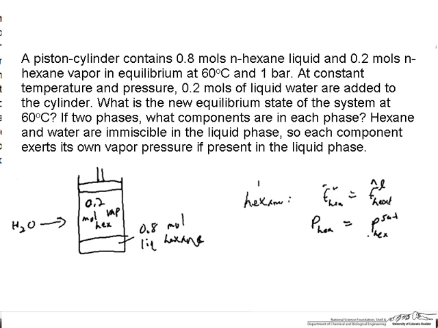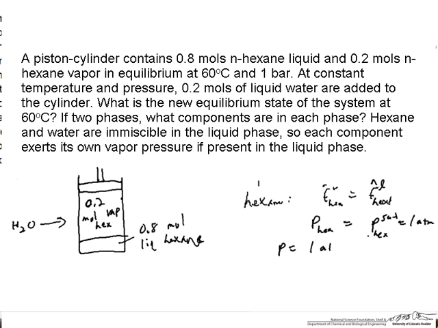Partial pressure of hexane is equal to the saturation pressure of hexane, which, based on the initial problem statement, we were told that we began at 1 atmosphere. Right, and so we know that that pressure is 1 atmosphere, and the saturation pressure is therefore 1 atmosphere. Okay, so now let's look at the new situation.